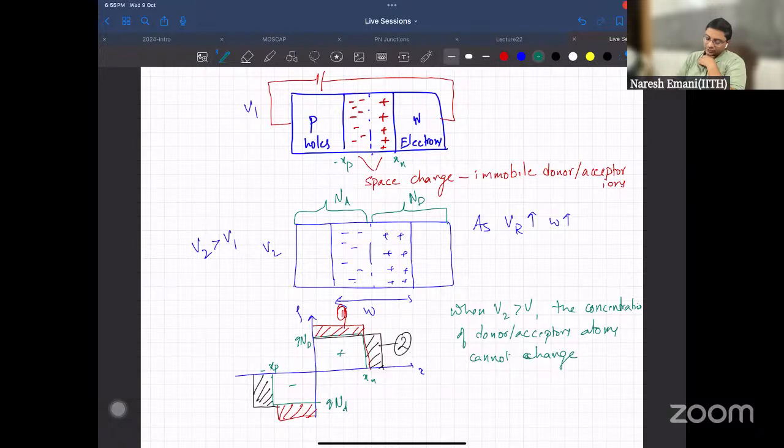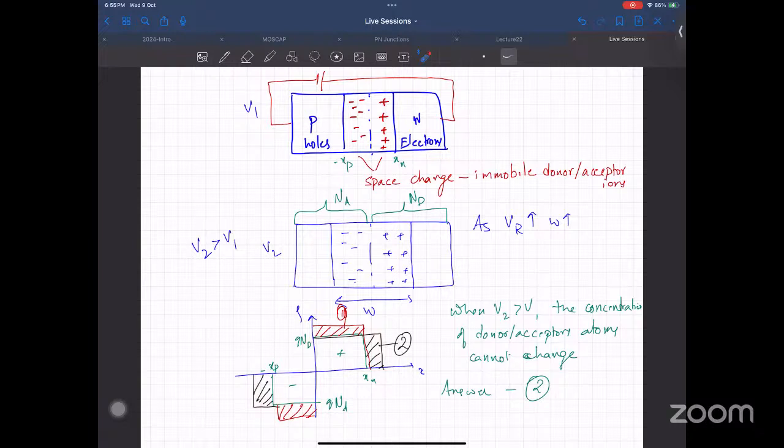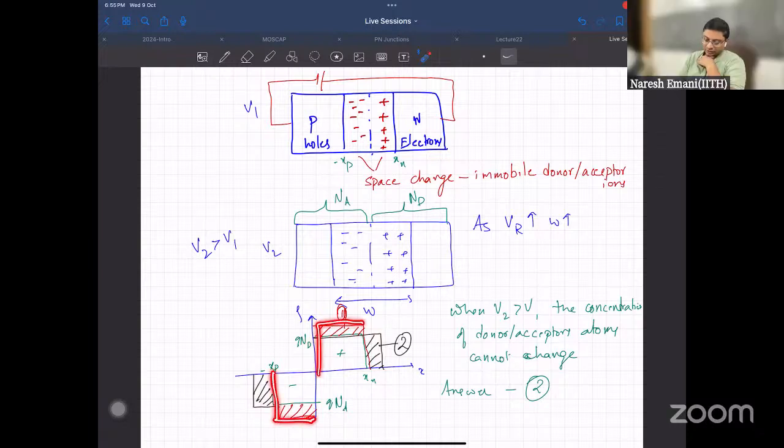So the answer is basically 2. The concentration remains the same, the magnitude of the charge remains the same, but the extent of this will change. This is the right answer. Got it? You cannot keep the width fixed and then increase charge. This cannot happen.